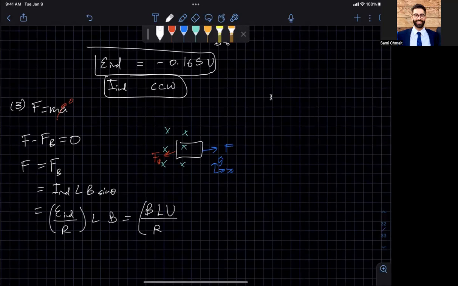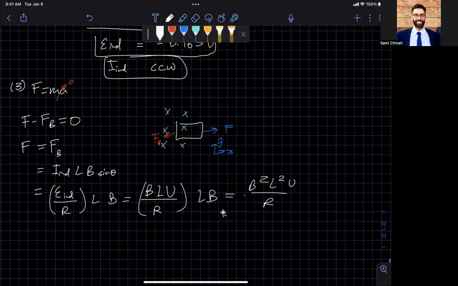Now remember, this is that special equation I was talking about that we use when we have a square or rectangle moving through a field. The important thing here, actually, I'll explain that down the road. I think it'll be easier to visualize it down the road. Okay, and if we clean this up a little bit more, we'll see that it's B squared L squared V over R. Your force comes up to be 0.5 newtons, and we know the direction it's acting.